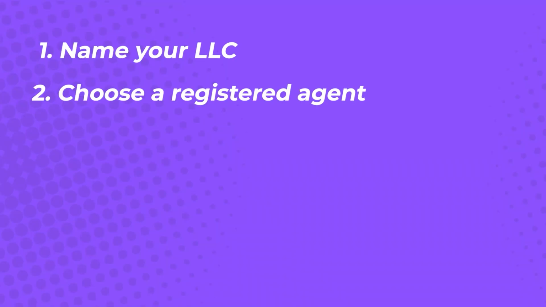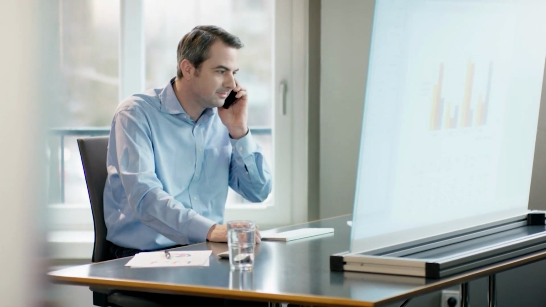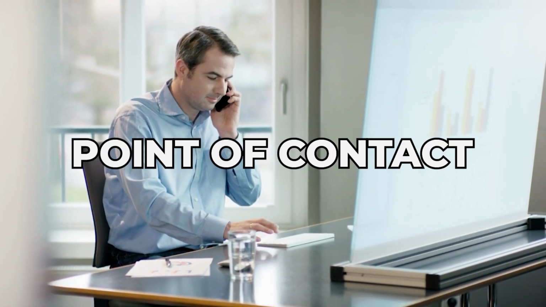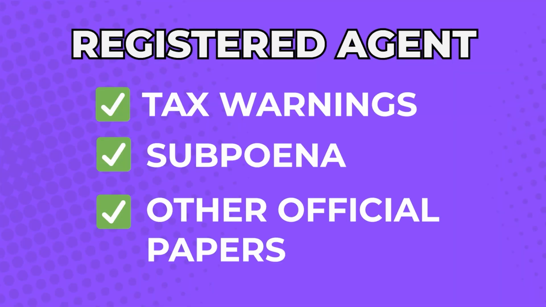Step 2. Choose a registered agent. The state of South Dakota requires all LLCs to choose a registered agent who will be the point of contact to receive important business documents like tax warnings, subpoenas, and other official papers.